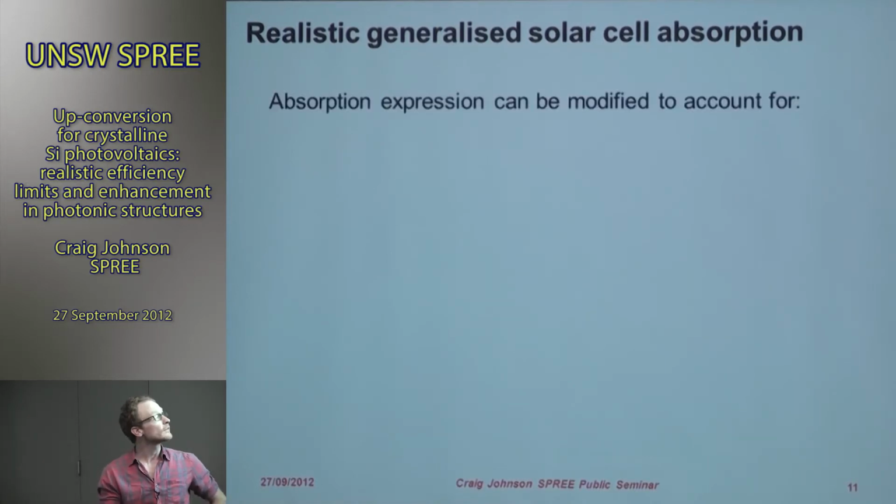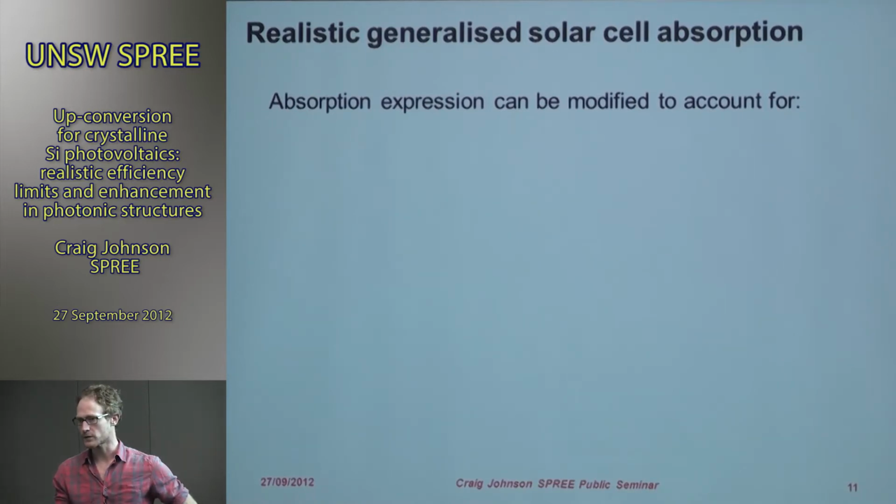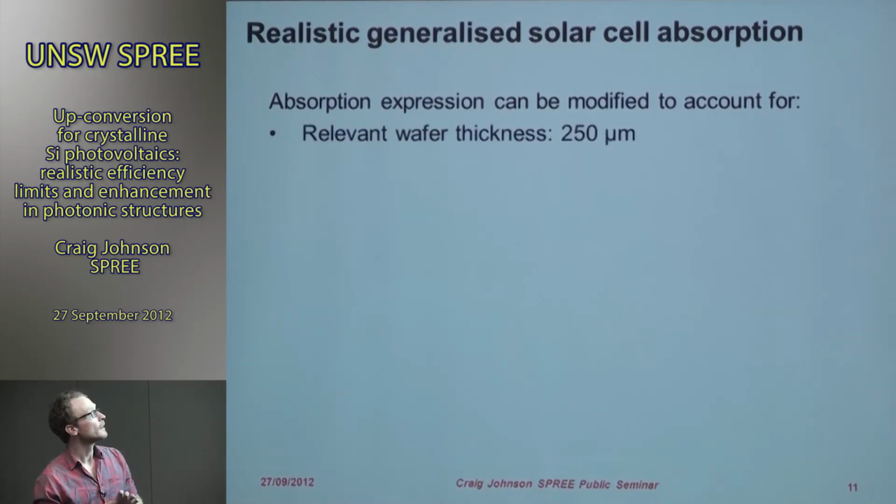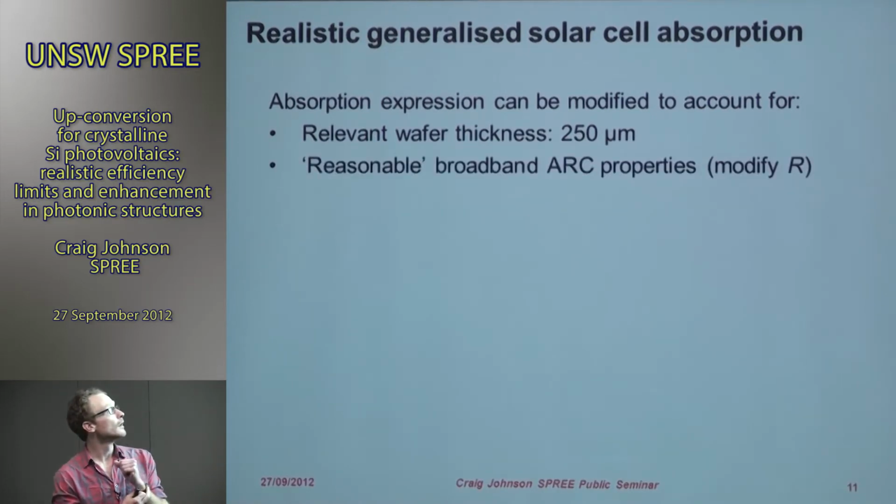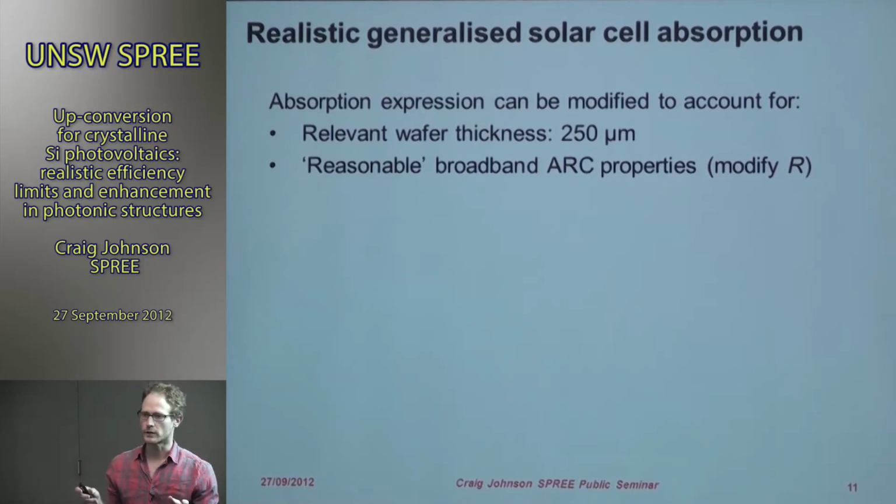So from this, I wanted to generalize a realistic solar cell, and not from something like a PC1D model or an actual solar cell that I found in the literature. I really tried to think through what the optical design features of a normal solar cell are. So you can modify the absorption expression to account for a few things. One is just the thickness of a solar cell. So I took a very thick solar cell. Second is reasonable broadband anti-reflection coating.